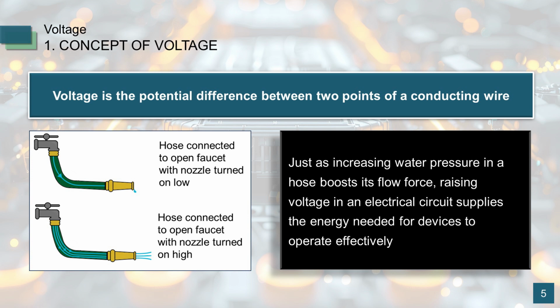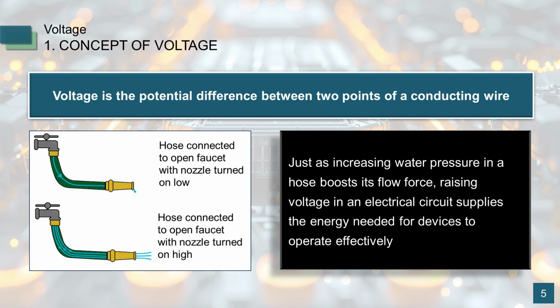Likewise, when you increase the voltage in a circuit, the electrical energy flows with more force, allowing devices like motors to operate more effectively. So, just as increasing the water pressure in a hose makes the water flow with more force, increasing the voltage in an electrical circuit provides the necessary energy for electrical devices to function correctly. It is important to remember that voltage does not flow. It is the pressure that causes the electrons to flow, or the pressure that causes current.